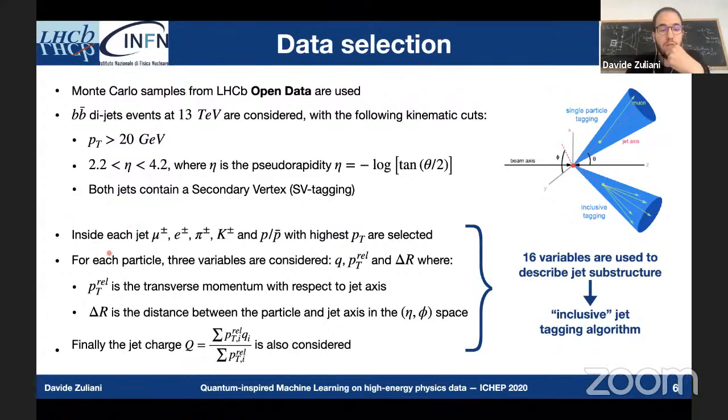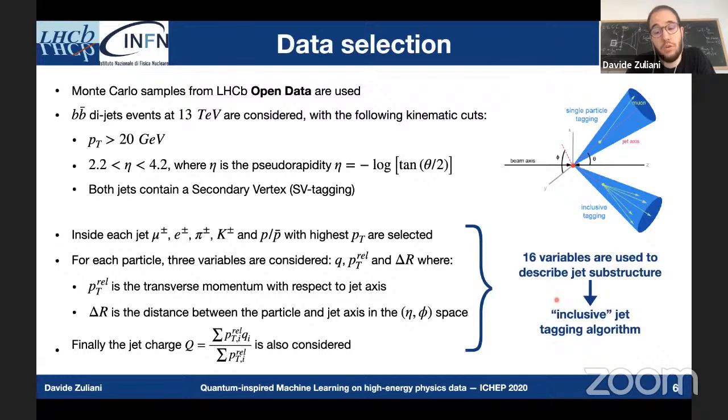Inside each jet, we select these particles, so muons, electrons, pions, kaons, and protons, and we select the ones with the highest transverse momentum. For each of these particles, we select 3 variables: the charge, Q, the transverse momentum relative to the jet axis, and the distance between the particle and the jet axis in the eta-phi space. As a final variable, we select the jet charge, defined in the following way. So we are selecting 16 variables for each jet to describe the jet substructure.